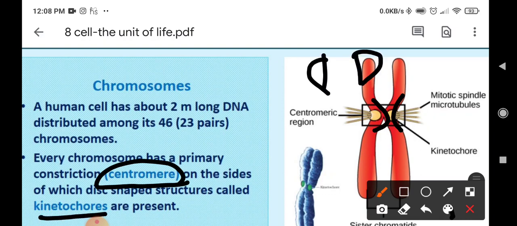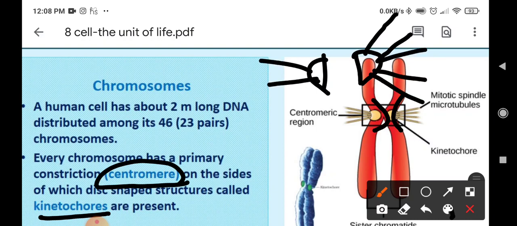These are known as kinetochores. During cell division, these kinetochores attach to thread-like structures, like puppet strings. These are spindle fibers, which pull the chromosomes while attached to these kinetochores.